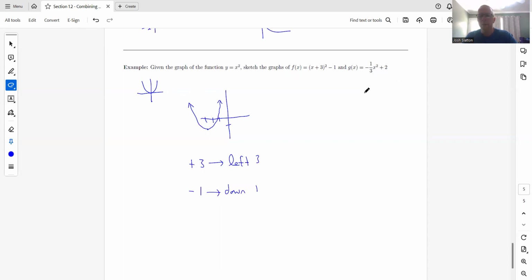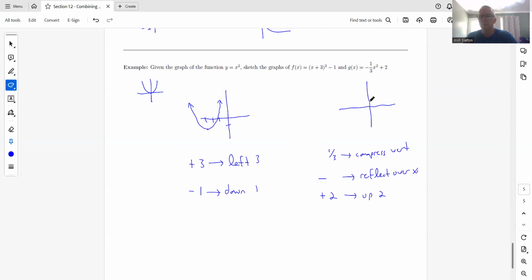All right. Next we have the negative 1/3 x squared plus 2. So the 1/3 is outside the square, so technically we should say it compresses vertically. It's going to get wider like that. The negative in front is going to reflect over the x. So now it's going to be the upside down version of that. And then the plus 2 moves it up 2.